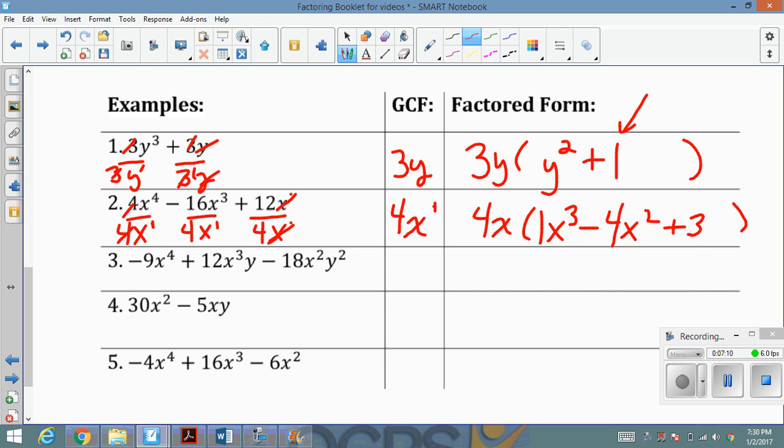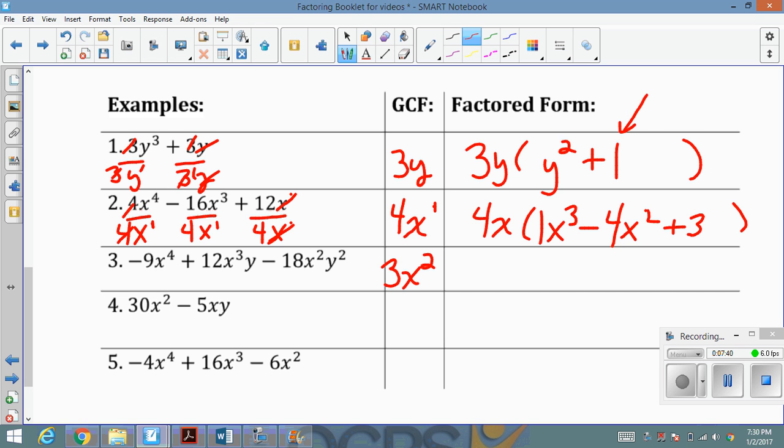Last but not least, for the video anyway, example 3. You're going to do 4 and 5 on your own. I have 9, 12, and 18. Again, list the factors if you need to, but I can see that 3 is going to be my greatest common factor there. And then I've got x to the fourth, x cubed, and x squared, so x is common. So it's going to be an x squared, because that's my lowest exponent. Notice the y is not common. My first term does not have a y.